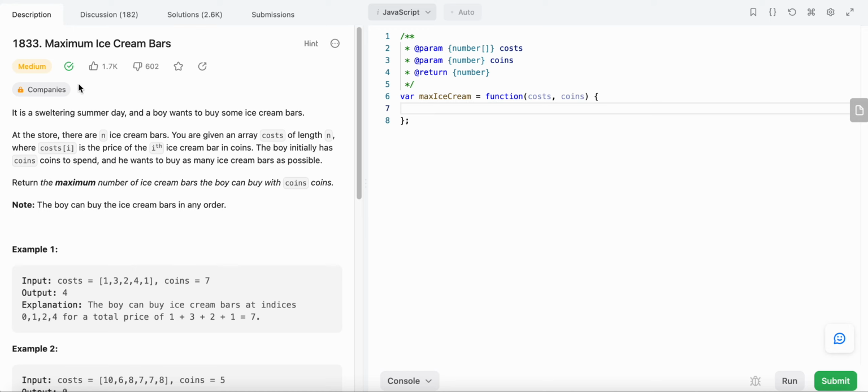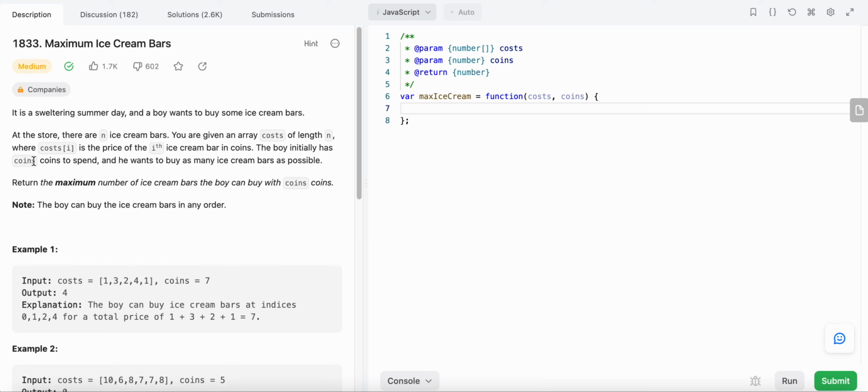Hello friends, today I'm going to solve LeetCode problem number 1833, maximum ice cream bars. In this problem, we are given an array cost and an integer value coins. The value at each index i in the cost array represents the number of coins required to buy the ith ice cream. And coins is the total number of coins available.